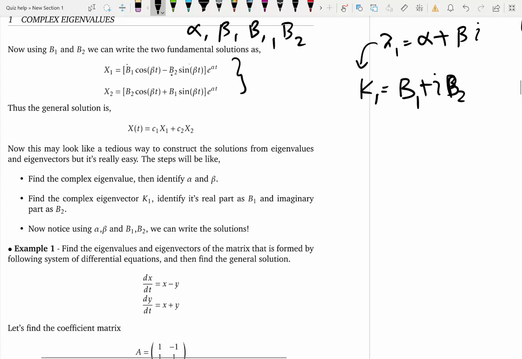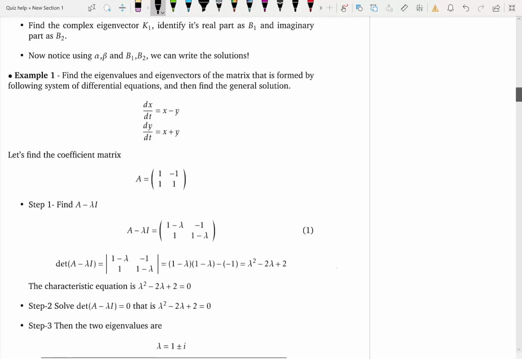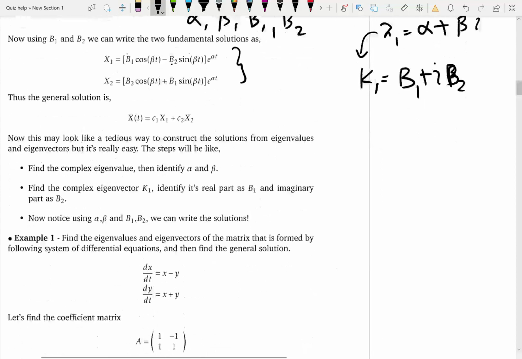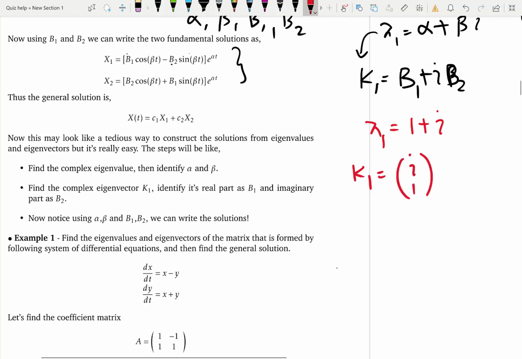Let's do an example. So in example 1 in the notes, I'm not going to go through the workload of finding eigenvalues and eigenvectors in this video for this specific example. Let's say you got your eigenvalue to be 1 plus i, just the one eigenvalue. You know the other eigenvalue is 1 minus i, and let's say the eigenvector corresponding to that is (i, 1). Now you found the eigenvalue, you found the eigenvector.